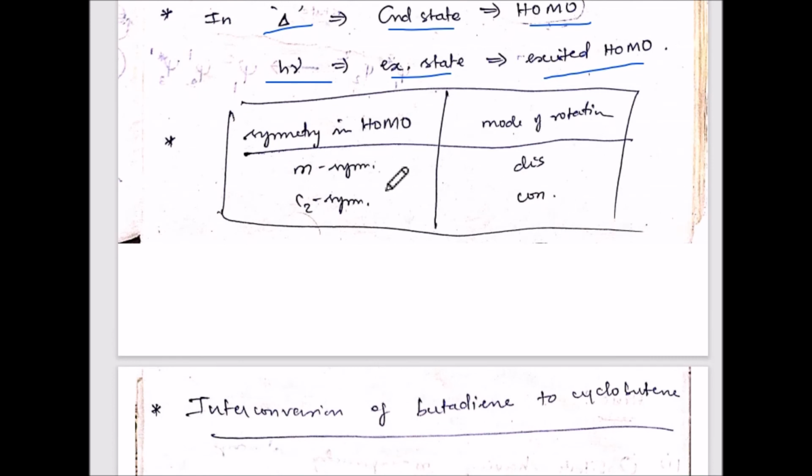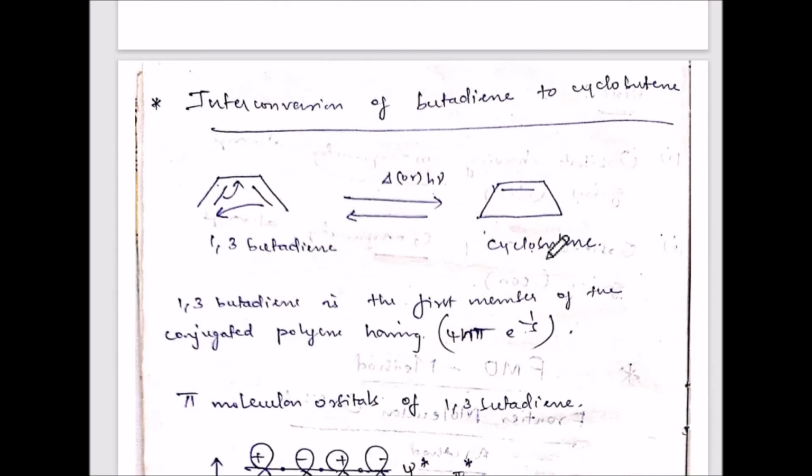Okay, now the symmetries which we discussed earlier. So always C2 symmetry will give con and M symmetry will give dis. You remember like this, C2 means it's con. So these are some ideas you have to know. Okay, now let's go with the FMO approach, how to do it.